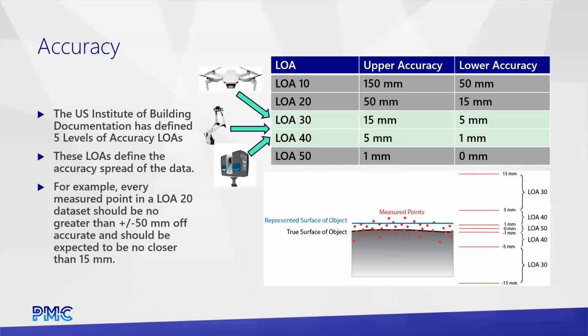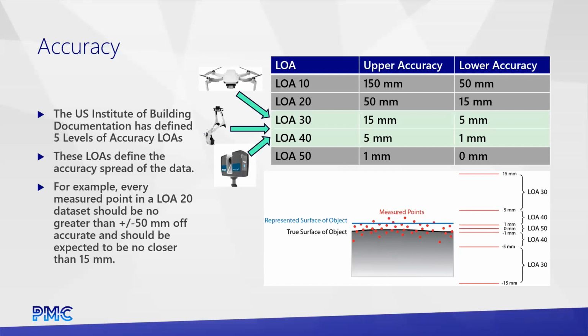In general, where we operate, we're talking today about the building scale or the campus scale stuff. We're going to be in the LOA 30 to LOA 40 range. Your terrestrial tripod-based scanning is going to be the tightest, and it's going to fall in that LOA 40. And in particular, it's going to fall in the 1 to 3 millimeter range in the LOA 40.